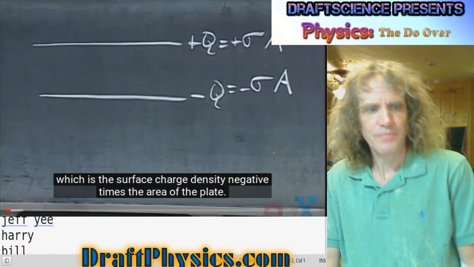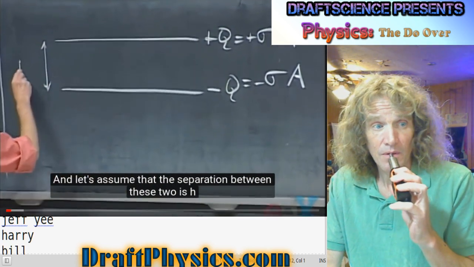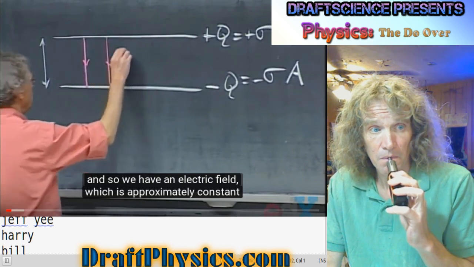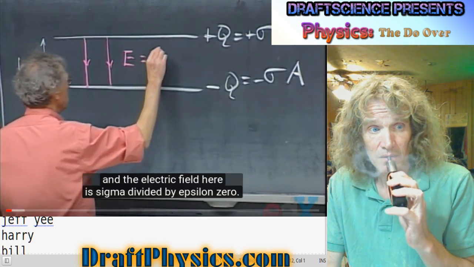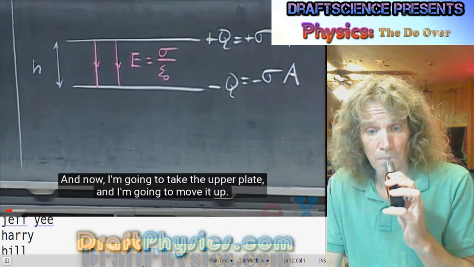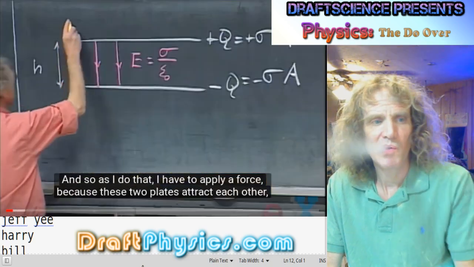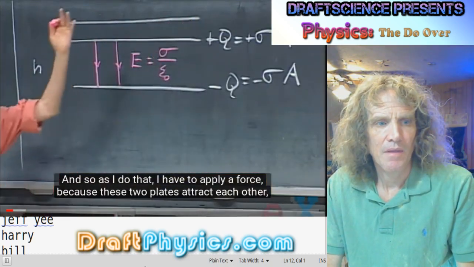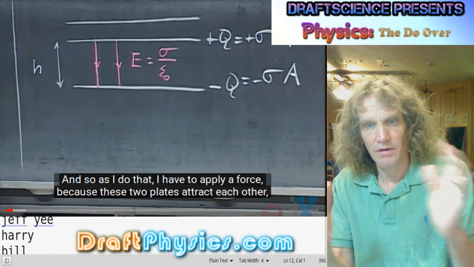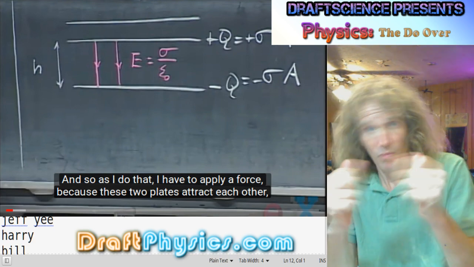Area of the plate. And let's assume that the separation between these two is h, and so we have an electric field which is approximately constant. The electric field here is sigma divided by epsilon 0. Now I'm going to take the upper plate and move it up. As I do that, I have to apply a force, no different really than pulling two magnets apart that are attracting. So that's the work component.